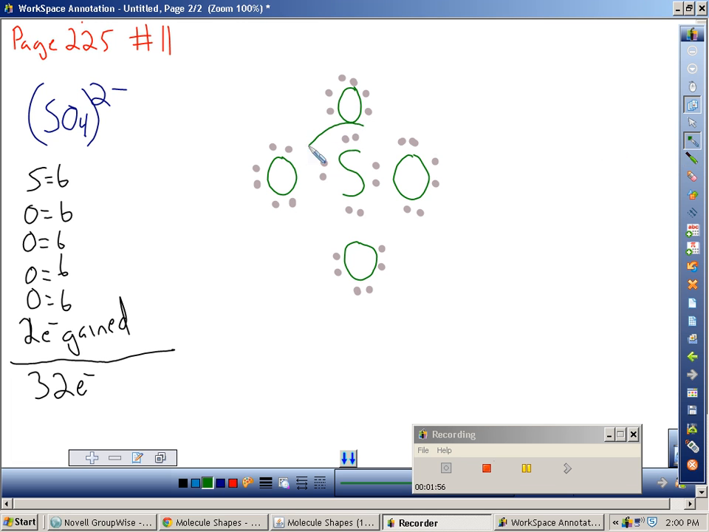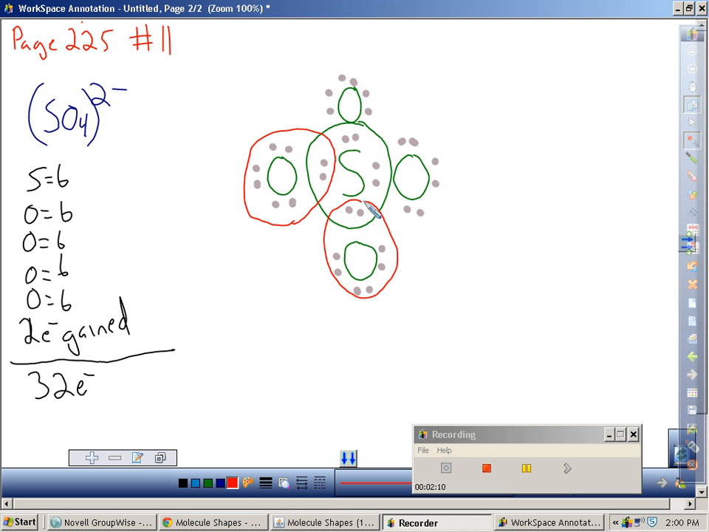So this is sulfur's cloud. He has 8 within there. And then my oxygen has 8 there, with the covalent bond here, 2 shared electrons there. And all of the oxygens have the same octet.